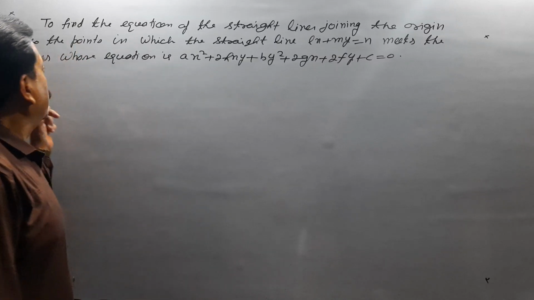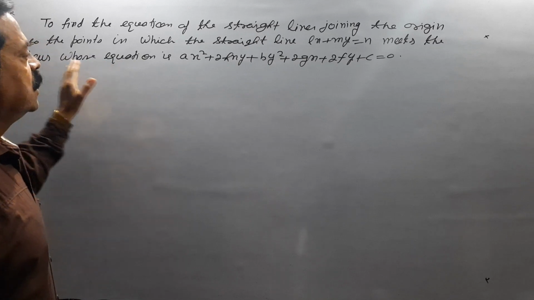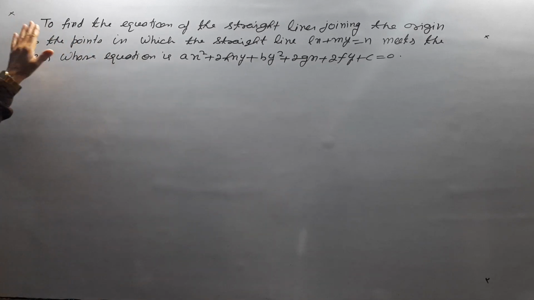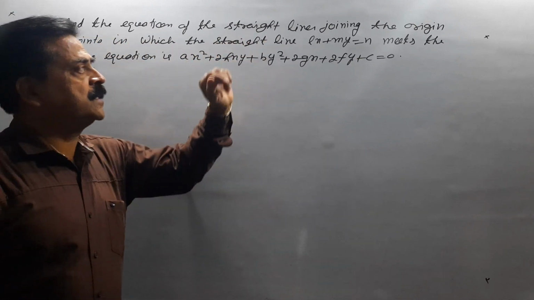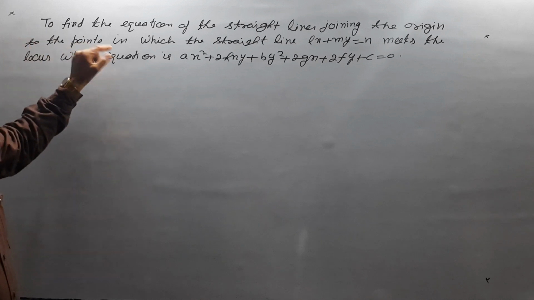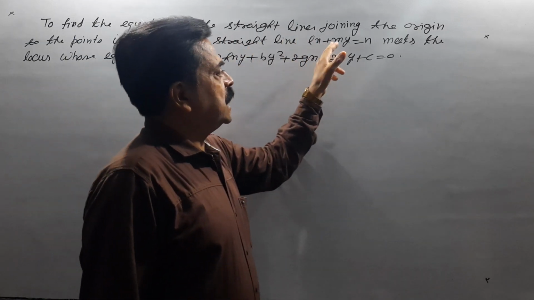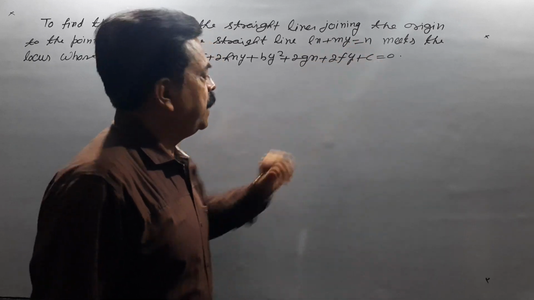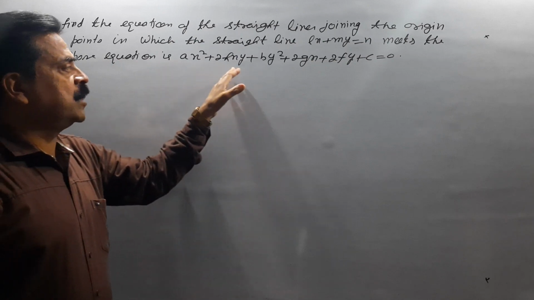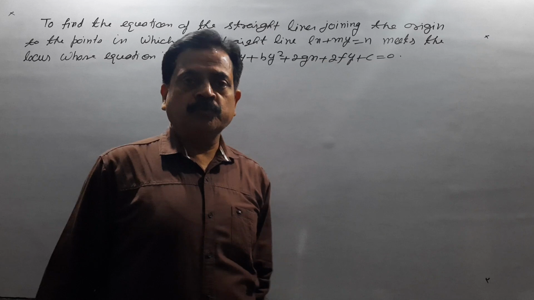Hello. One more article on general equation of second degree. And the article is to find the equation of the straight lines joining the origin to the points in which the straight line Lx plus my equals n meets the locus whose equation is ax square plus 2hxy plus by square plus 2gx plus 2fy plus c equals to 0.